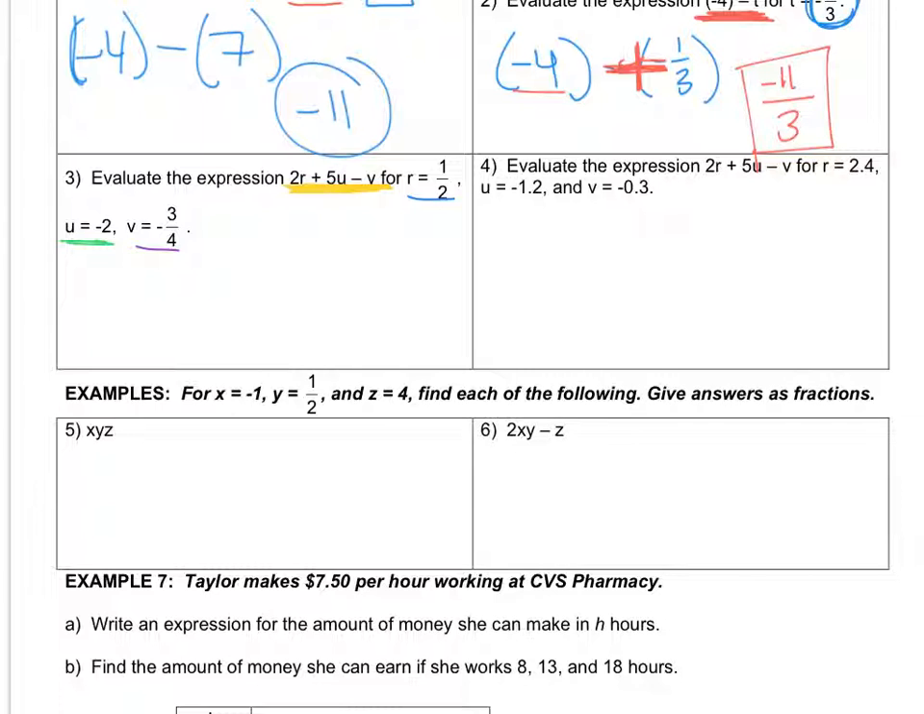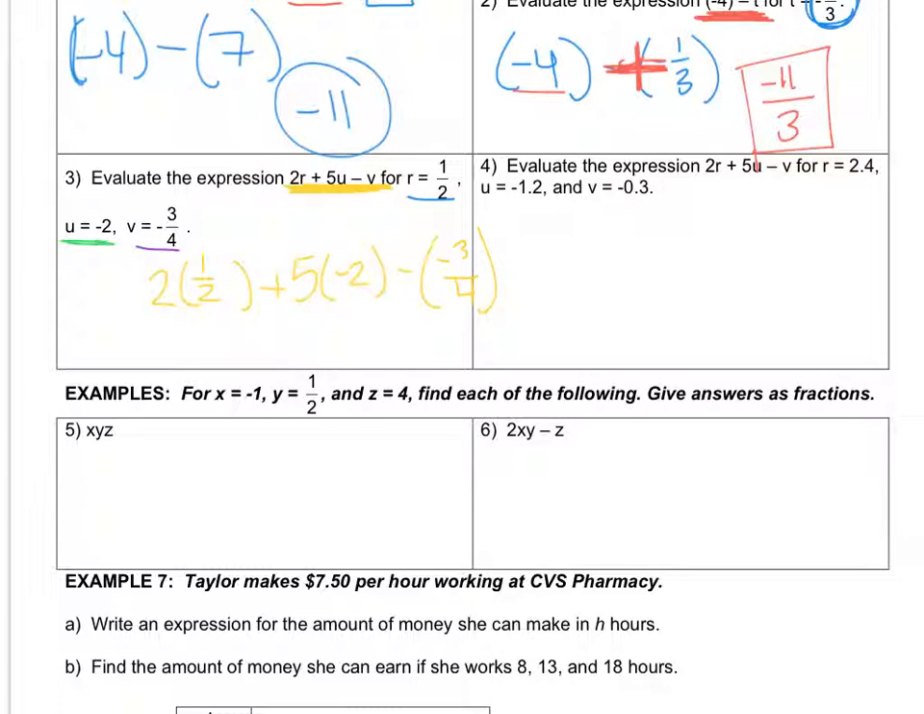So we have 2 parentheses. Now what's my r value? Your r value is 1/2. Keep following the pattern. The next thing I see is a plus sign, so I'm going to write a plus sign. Next thing I see is a 5 and then a u, so I'm going to have a 5, and then I'm going to open up parentheses. What am I plugging in for u? It's telling me u is -2. The next thing I see in my expression is a minus sign and then v. What is the value of v? Value of v is -3/4, so you plug that in instead of v.